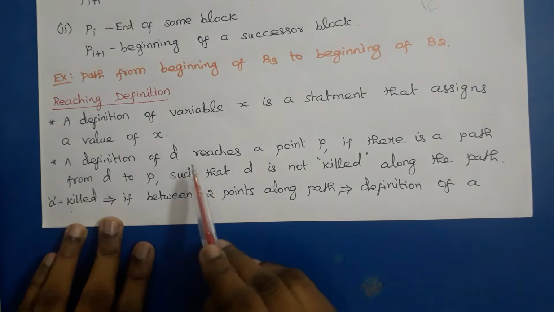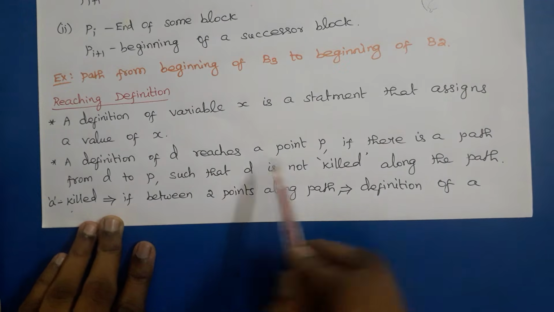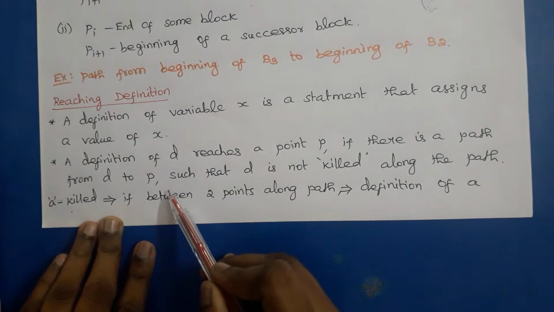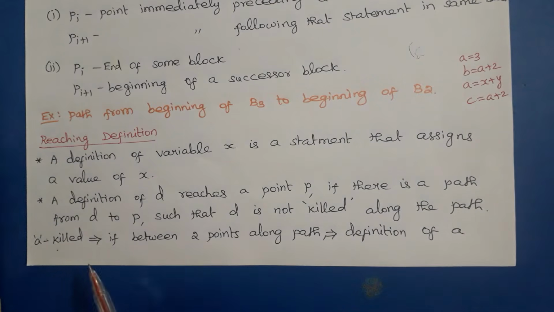Then, a definition D reaches a point P. A definition D can reach point P if there is a path from D to P such that D is not killed along the path. And killed means a variable A is killed if between two points along the path there is another definition of A. So a definition D reaches a point P if there is a path from D to P and the condition is that D is not killed along the path. Killed means there is another assignment in between the two points.